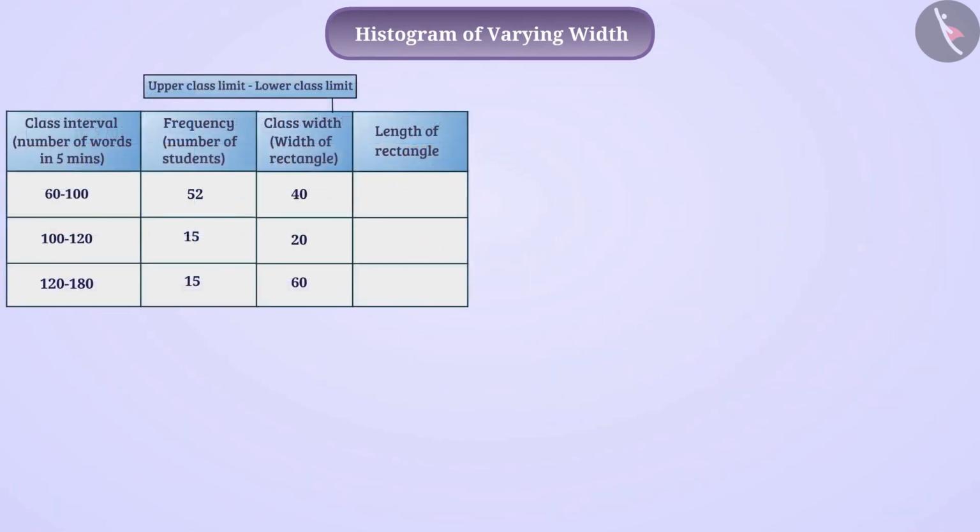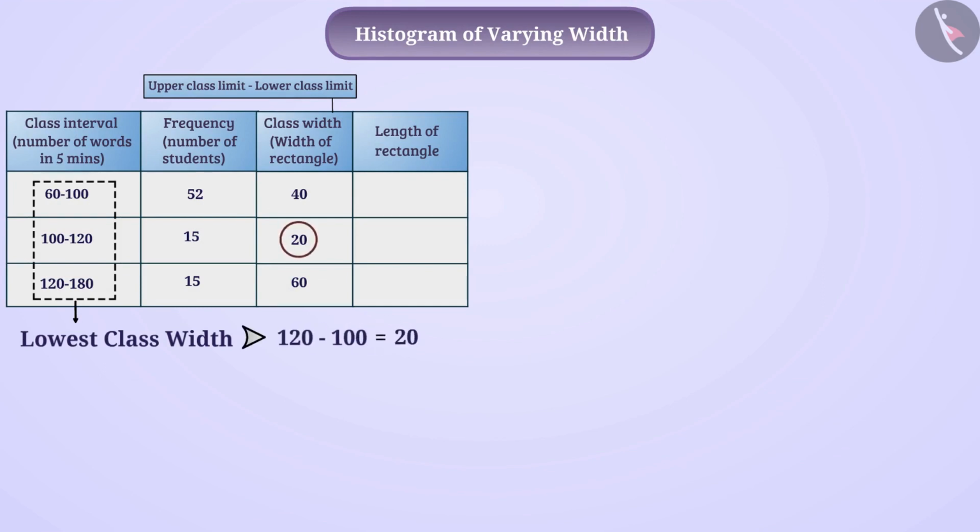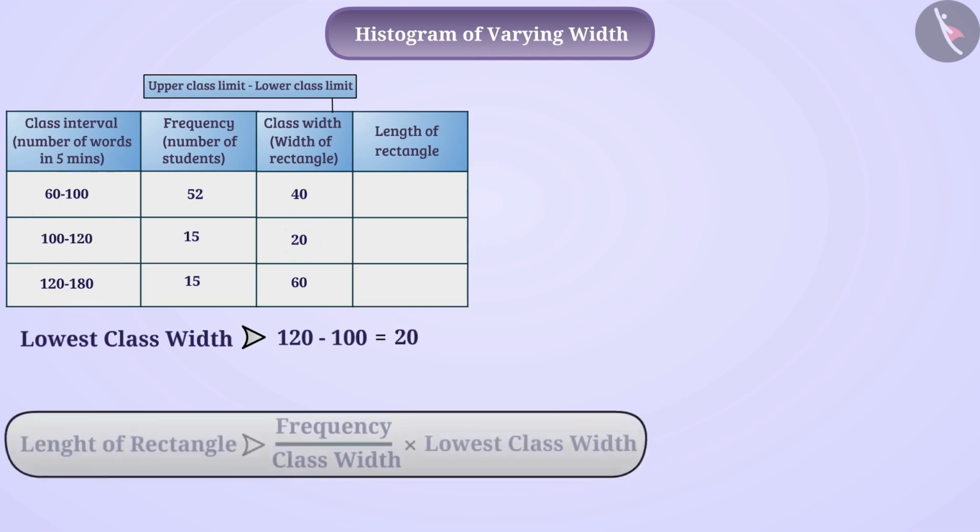Let us tell. For this, we will find the lowest class width of the class intervals. Here, the class interval 100 to 120, with class width 20, has the minimum class width. Now, we will divide the frequency of each class interval by the width of that class interval and multiply the result by the minimum class width to find the length of the rectangle of each class interval. For example, here the length of the rectangle of interval 60 to 100 can be obtained as follows. Similarly, the lengths of the rectangles of other class intervals can be obtained in this way.